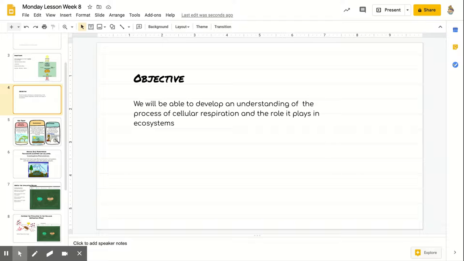All right, now that you guys have written down your 3 observations and your 1 question in the previous section, I want to focus in on what we're going to be doing this week. So our objective for this week is that we're going to develop an understanding of this process of cellular respiration you read about last class and the role it plays in ecosystems.